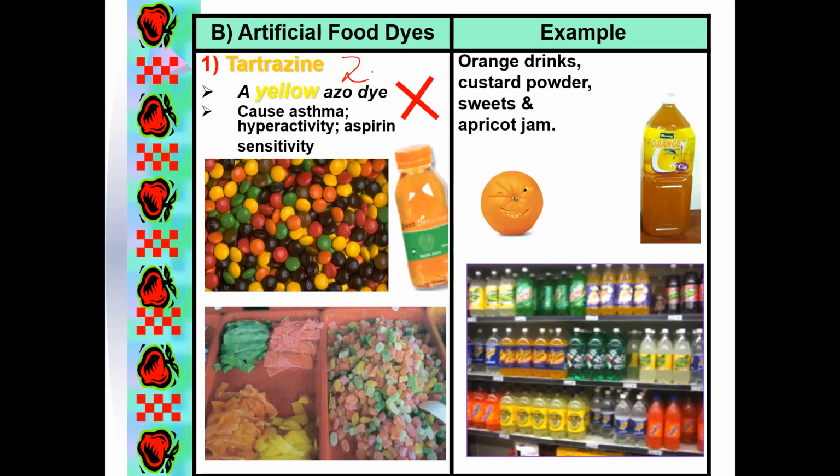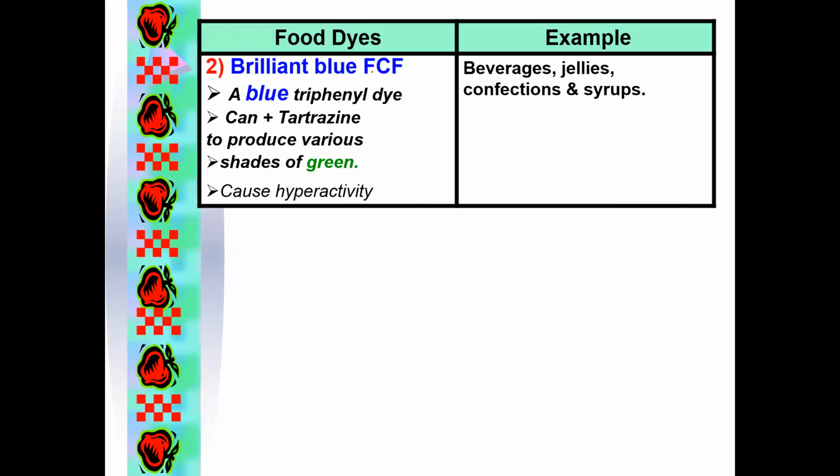Remember, all of you writing it down. Tetrazine gives you a yellow color dye. Okay, so that's not good. Now I got another color, brilliant blue, which gives me a shade of green.